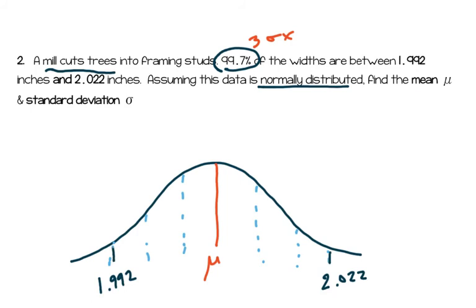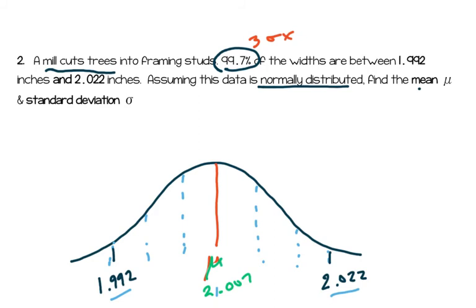Okay, I have to find the mean, so first I'm going to find this middle point. What's right in the middle of 1.992 and 2.022? Add them together and divide by 2. I added them together, divided by 2, and I got 2.007.